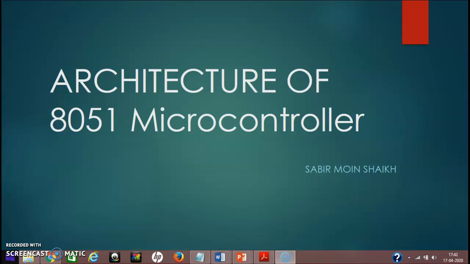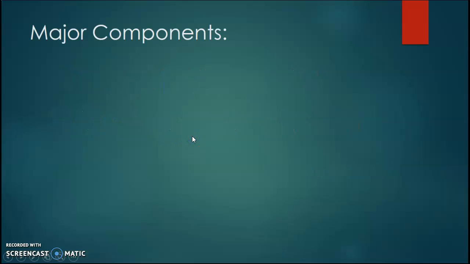In this lecture, we will be discussing the architecture of 8051 microcontroller. So before we start with the components of 8051 microcontroller, let's just have a brief look at the major components of microcontroller. The first major component that microcontroller has is interrupt control.